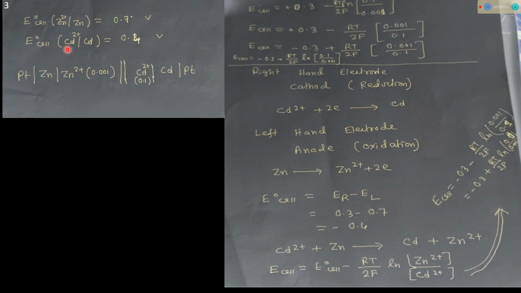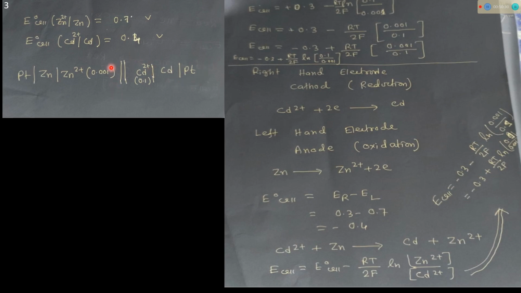So E0 cell of cadmium 2+, this half cell, is 0.4 something volt, after this point 0.43 something. So this is the E0 value of the half cells. Now this is the cell equation. This is the cell. From this cell we have to find the correct cell equations. In this case also 4 equations are given.